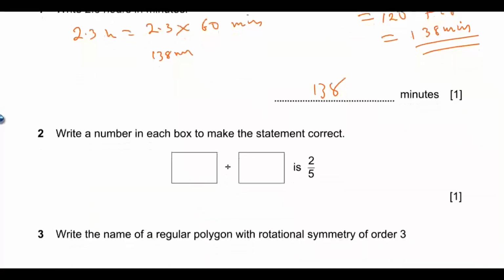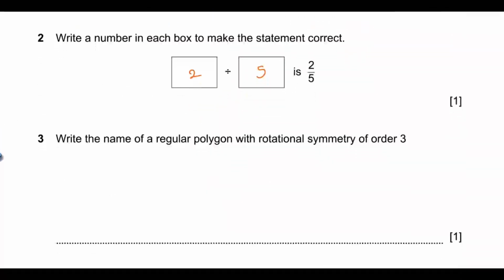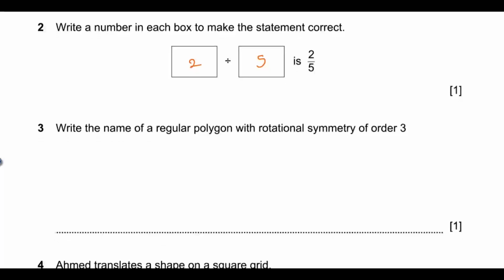Write a number in each box to make the statement correct. This is the same as 2 divided by 5. Okay, so question 3. Write the name of a regular polygon with rotational symmetry of order 3.